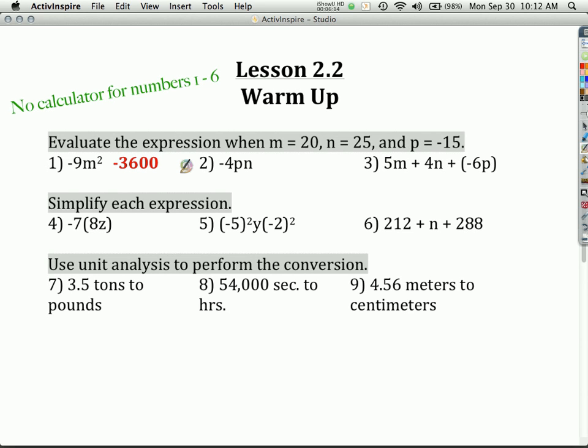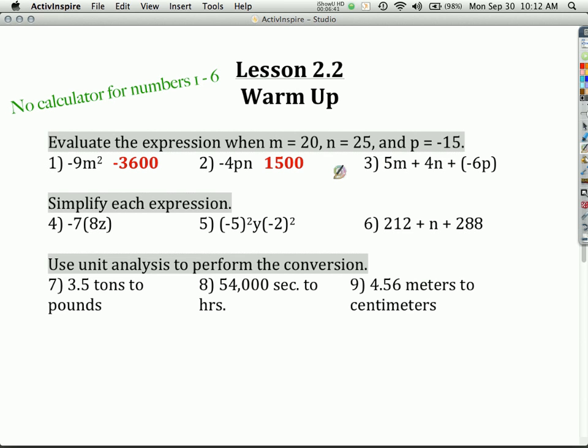Number two, what did we get? We'll start with Aaron and then Yasmin. Negative 1,500. So we have a disagreement. What do you think, China? It comes out to positive 1,500. So Yasmin, that tells me that you knew what to do. You just made a mistake with the positives and negatives, and we can talk about that.